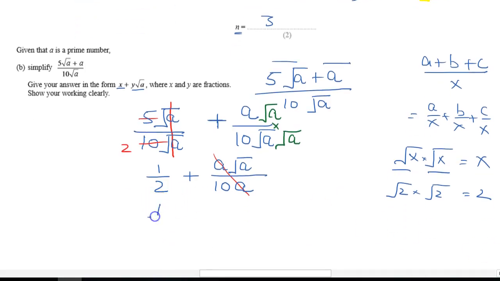so that is 1 over 2 plus 1 over 10 root a. So this is x and this is y. So our answer is in x plus y root a form.